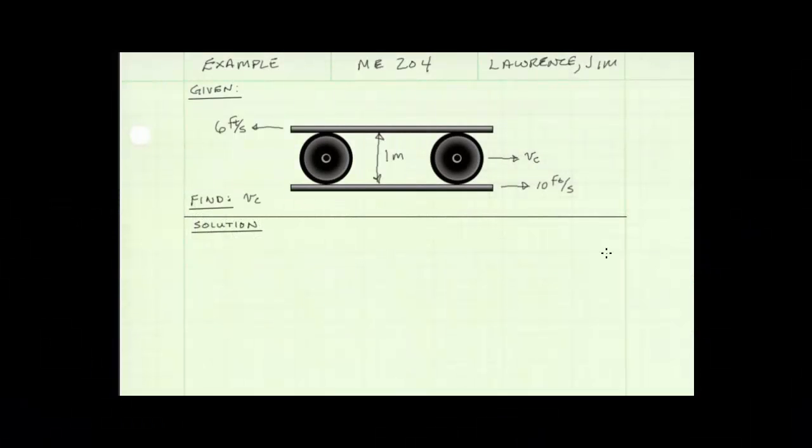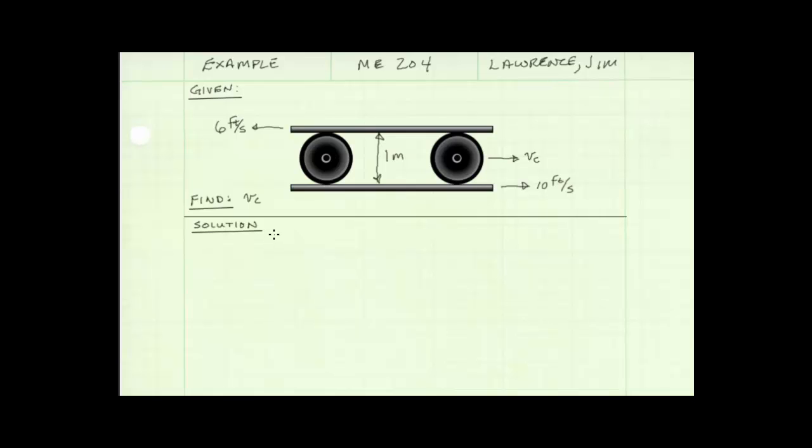In this problem, we have two plates on top of two wheels. The top plate is going to the left at 6 feet per second, and the bottom plate is going to the right at 10 feet per second. We want to know what the velocity of the center of the wheels are. We'll use relative motion to solve this problem.